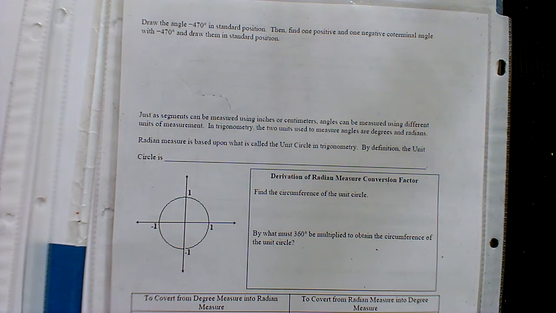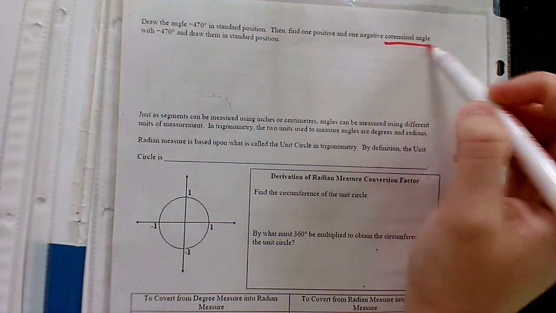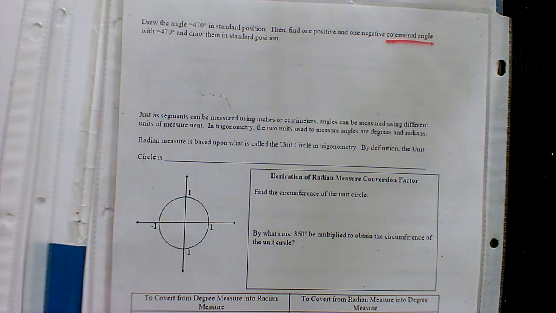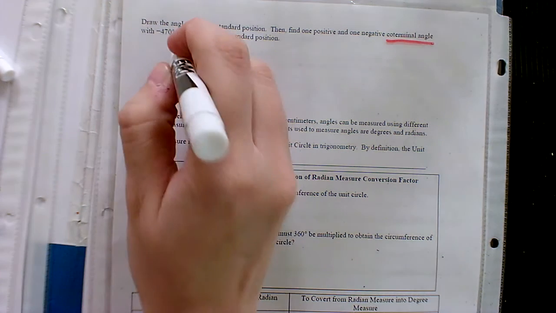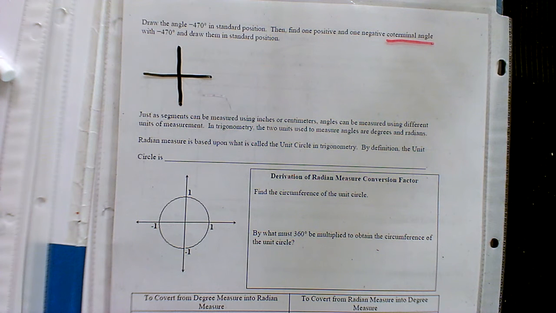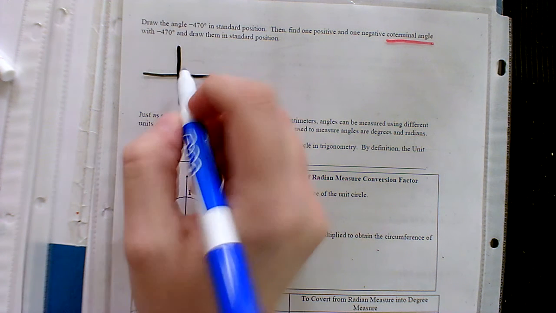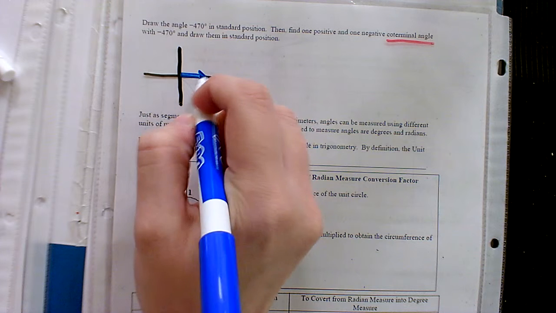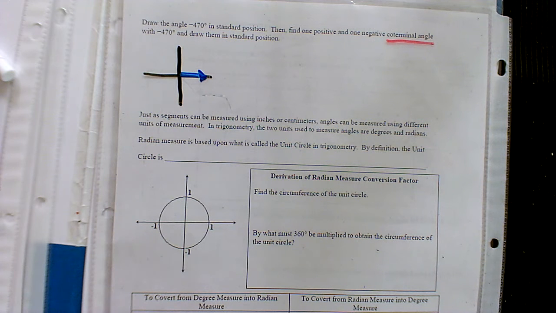Okay, so let's take a look at page 376. We're going to practice drawing an angle, okay, like we did on Friday, and then we're going to take a look at how we can find some other coterminal angles. So the first thing we're going to do is draw our little x and y axis. And we'll start with our initial side. That's the side drawn on the positive x-axis.